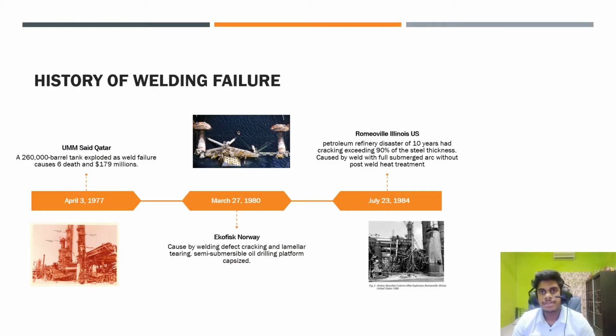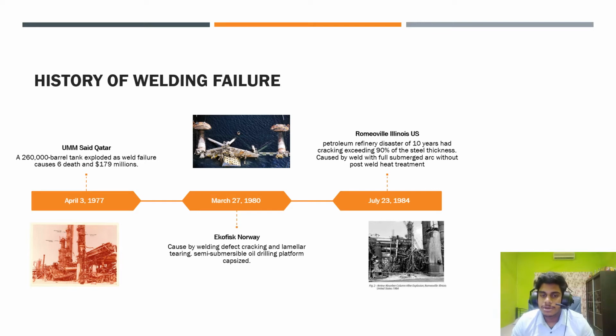But before we go deep into the defect, we have to understand why we use non-destructive testing to understand about this welding point, and this is because of the history of welding failure. For example, UMM's headquarters had a 260,000 barrel tank explosion that caused 6 deaths and also $179 million in loss. And this is an example of a welding failure that occurred at the propellant tank.